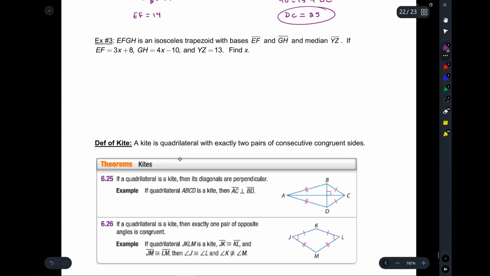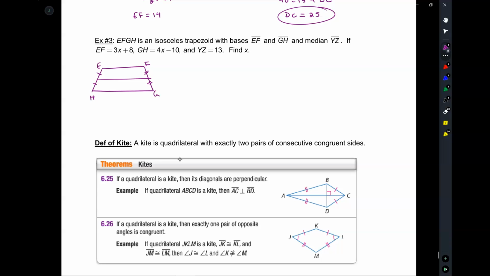Okay, moving along. Again, I have EFGH is an isosceles trapezoid with EF and GH as the bases, and it has median YZ. Okay, so if I want to draw the median, that's just a line right now. That's not a median. In order to make sure that I say it's a median, I need to show that the median connects the 2 midpoints. And now this is YZ.